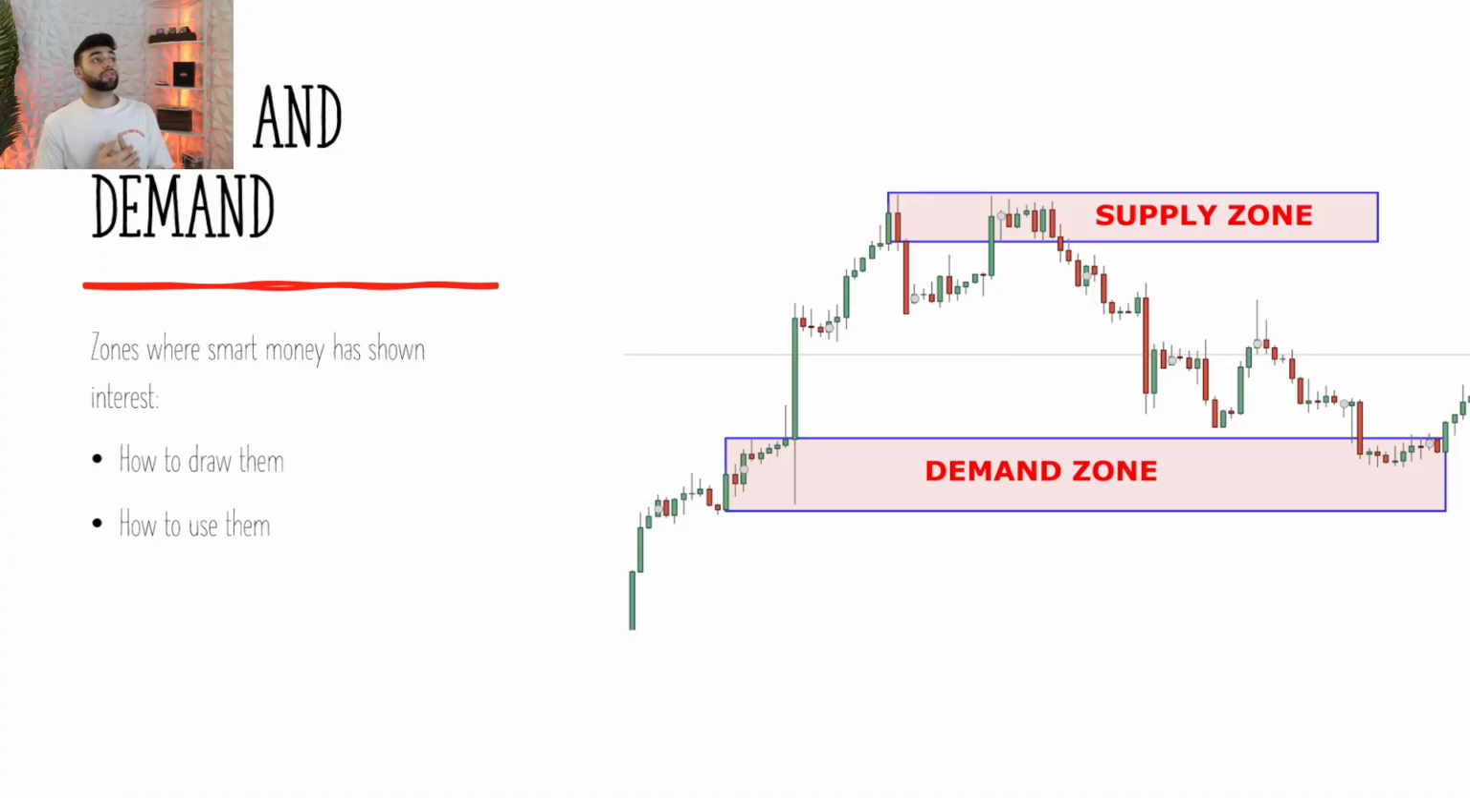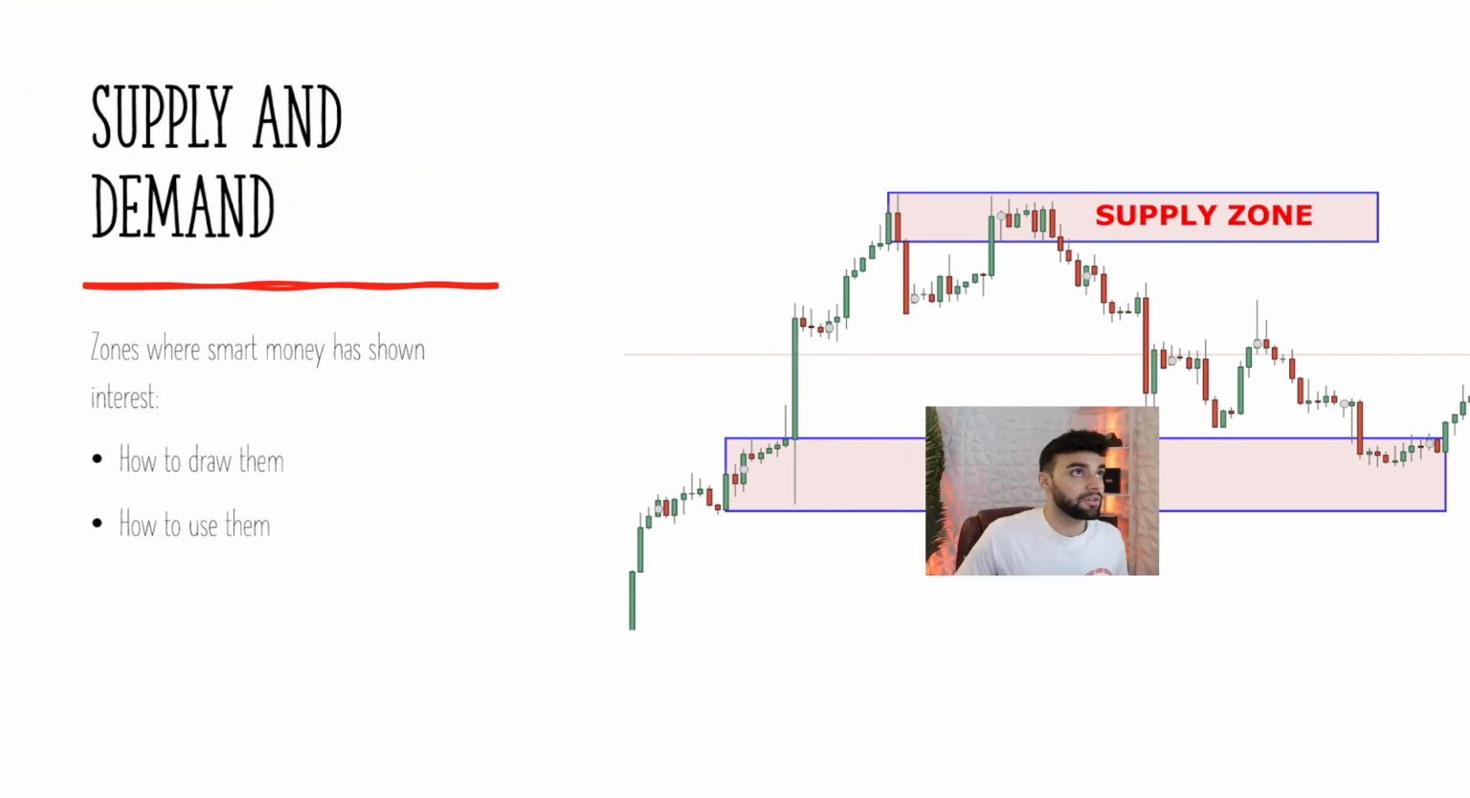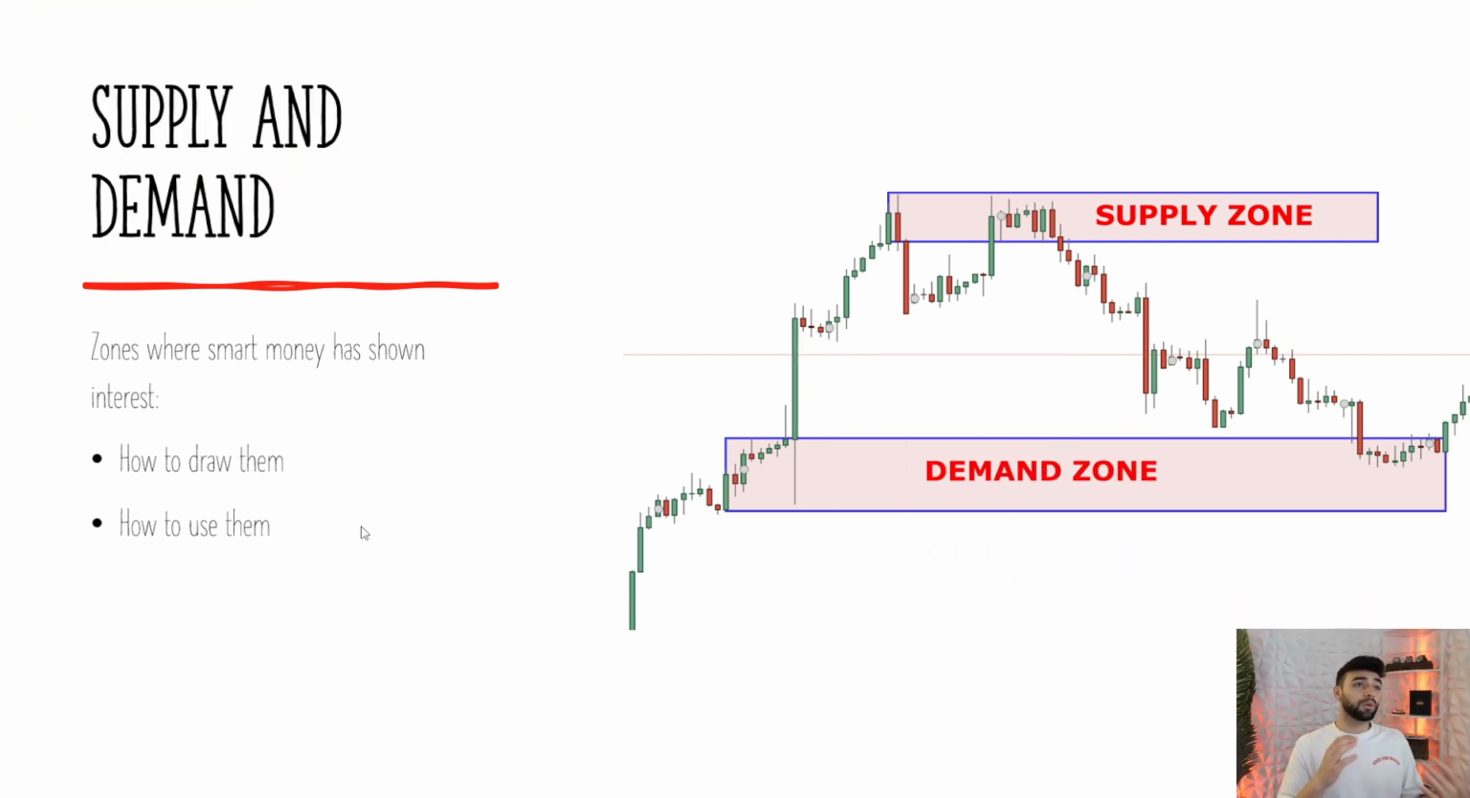Now let's go over these zones really fast, how to draw them and how you can use them, so this makes a little bit more sense to you. If you already know what these zones are, how to draw them, how to use them, you can skip forward a little bit because you probably have already heard this before. But supply and demand are basically zones where smart money has shown interest, because these are the zones where orders are getting filled right before a significant move up or down.